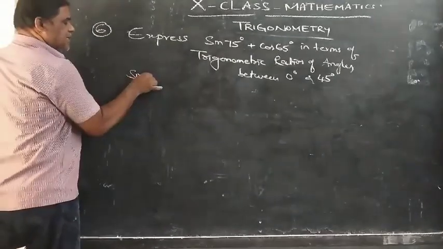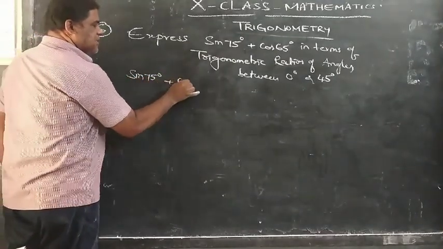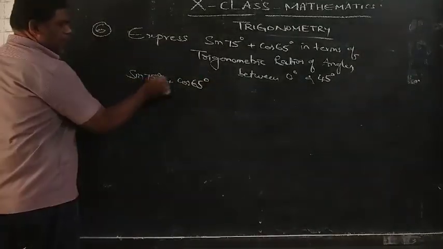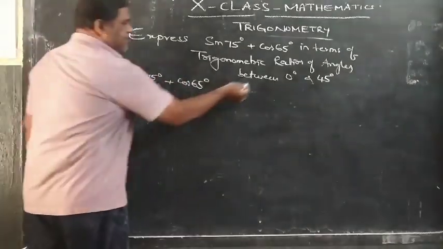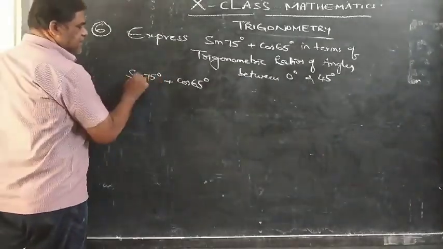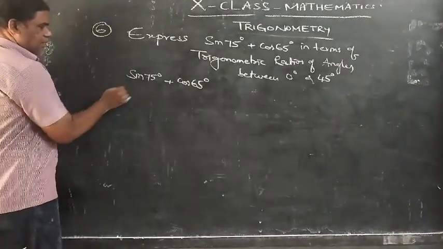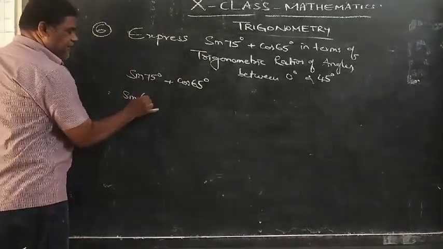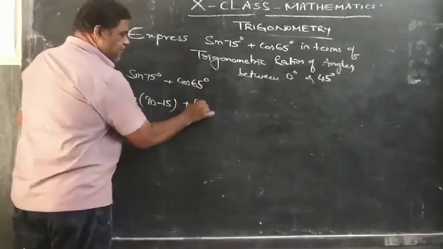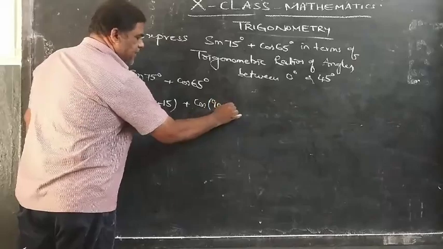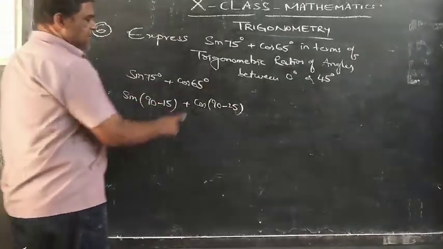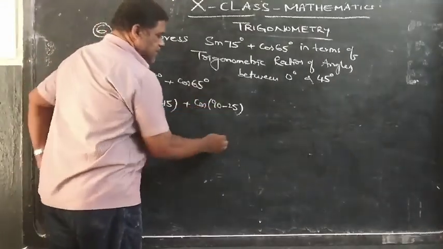Here sin 75 degrees plus cos 65 degrees. Now we have to make the angles between 0 and 45 degrees, less than 45 we have to write. So in changing the angles we can change the trigonometric ratio also. So I am writing 75 as 90 minus 15. 65 you write as 90 minus 25.